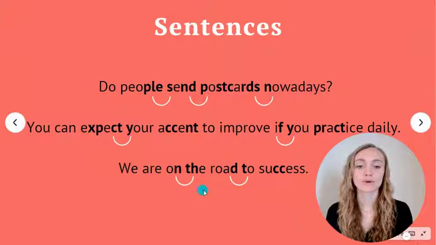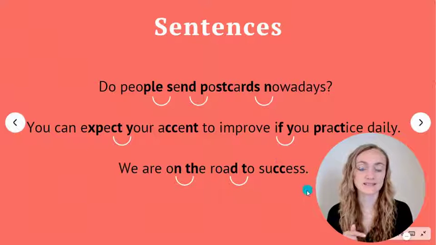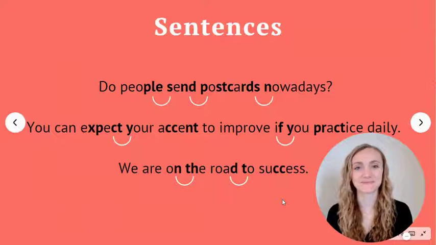And our third sentence to practice here. We are on the road to success. We are on the road to, road to, success. We hear a KS sound, like an accent, that double C, accent, success, okay? Success. We're on the road to success.